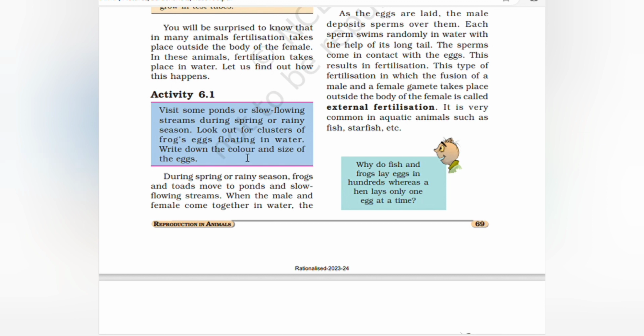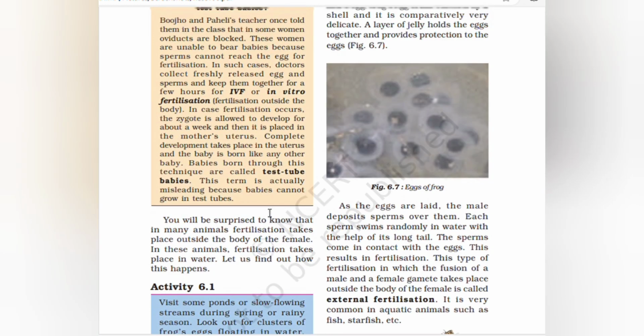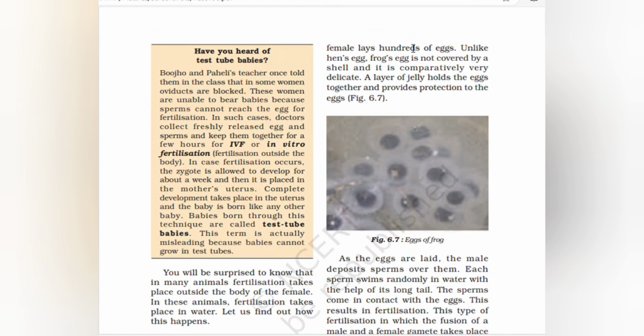Write down the color and size of the eggs. During spring or rainy season, frogs and toads move to ponds and slow-flowing streams. When the male and the female come together in water, the female lays hundreds of eggs. Unlike a hen's egg, a frog's egg is not covered by a shell and is comparatively very delicate.